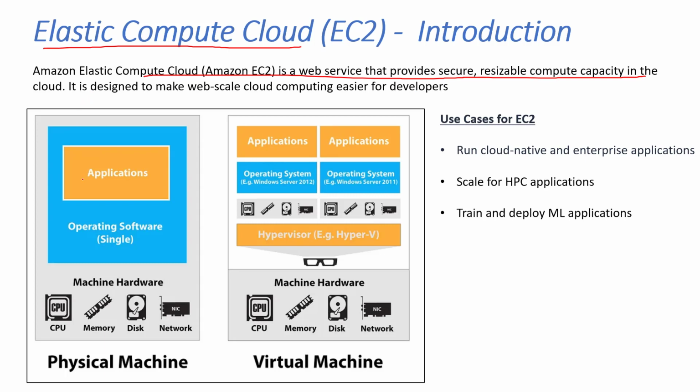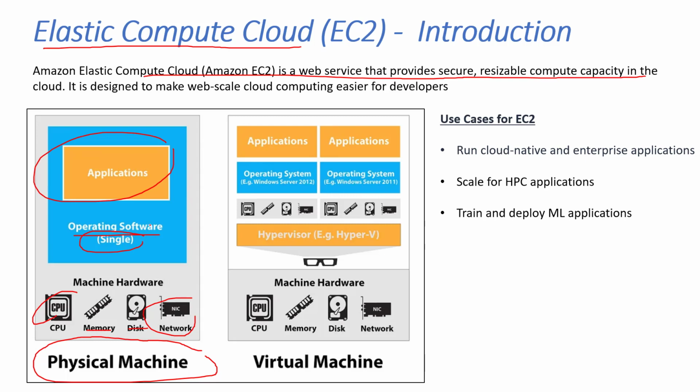If you look at the traditional server which you had in the on-premise data center, you had a physical machine which would have the CPU, memory, disk, and a network interface card. And then you would have some kind of operating system, maybe Windows or Linux, and then you would have an application running on it, with a single operating system.